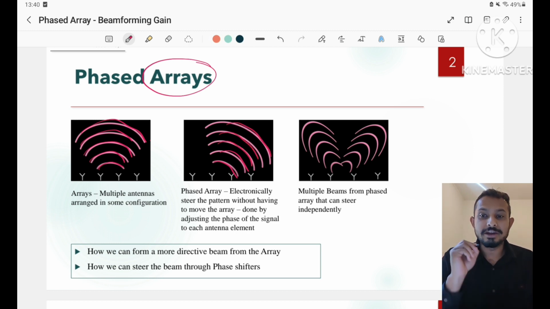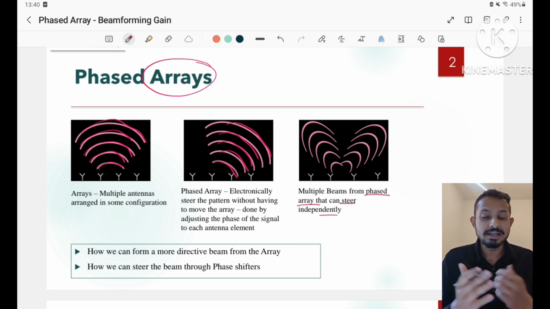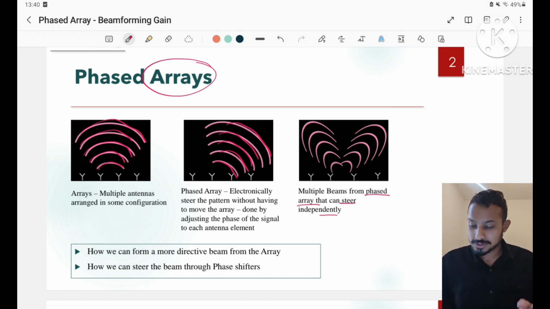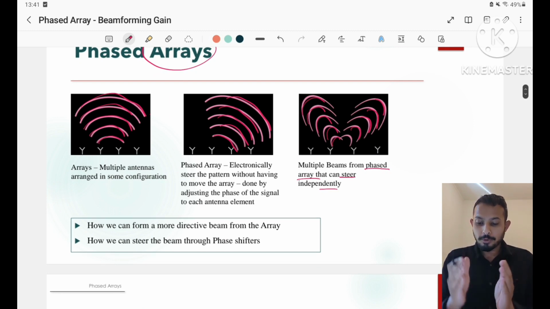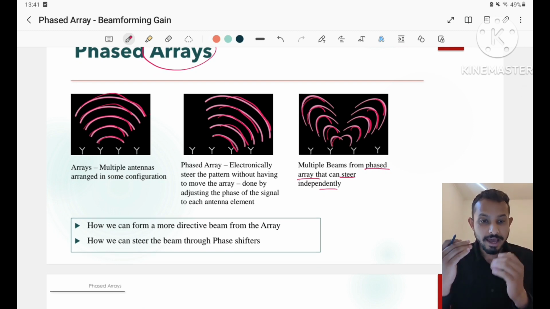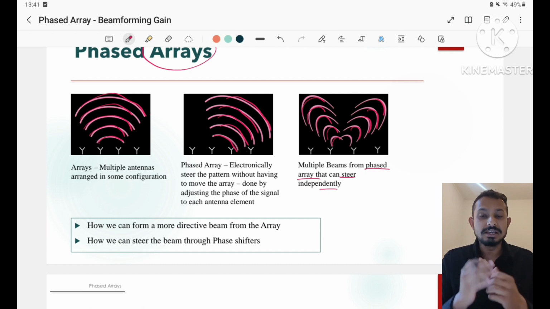A phased array can also be used to generate multiple beams that can be steered independently of each other. That means we can form multiple beams from the phased array. Next, we need to know how we can form a more directive beam from the array and how we can steer the beam through phase shifters.